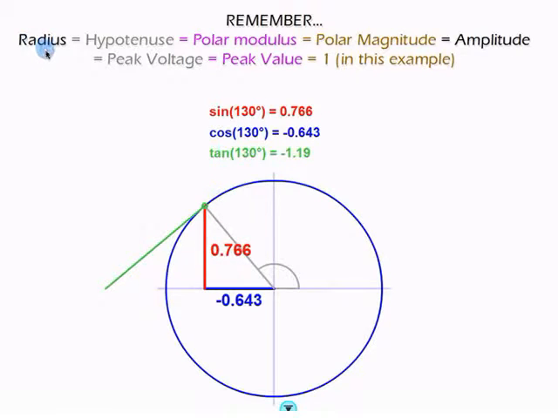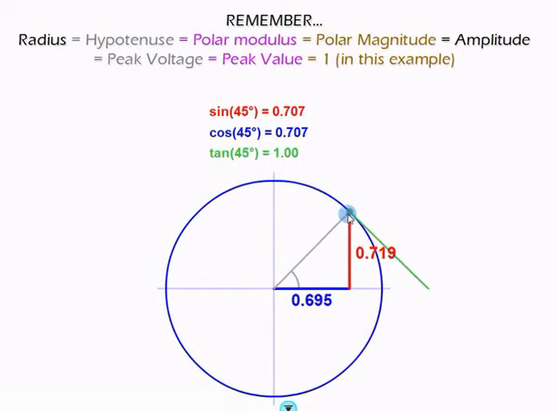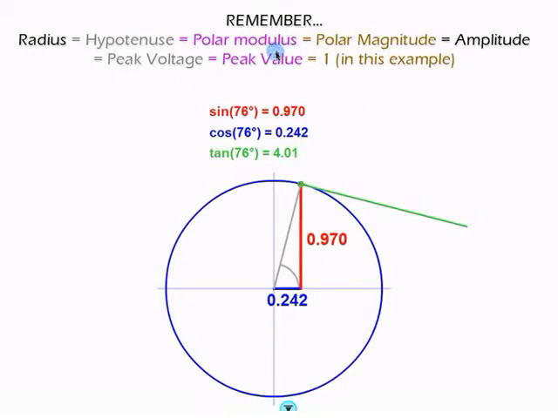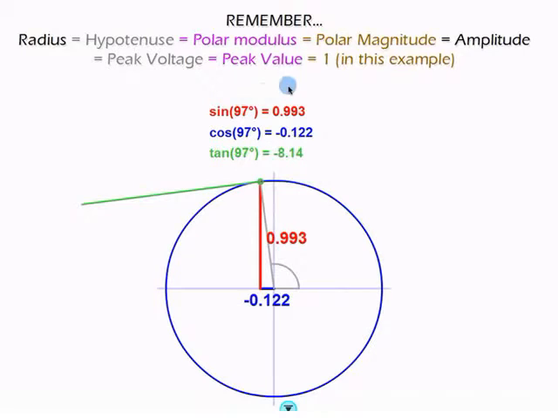So the radius of this circle, which is half of the diameter, is equal to the longest side of this triangle. It's also equal to the polar modulus. If you do polar complex numbers, it's the length, if you like, of the polar number, which is known as the polar magnitude. In electronics, the hypotenuse here is known as the amplitude or the peak voltage.